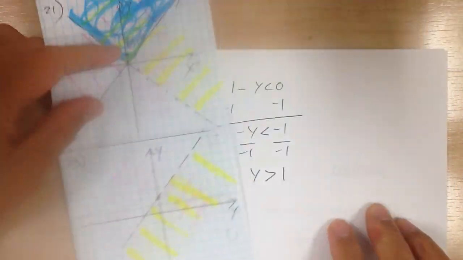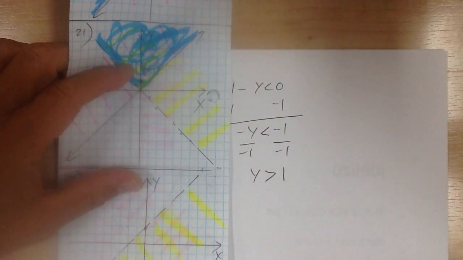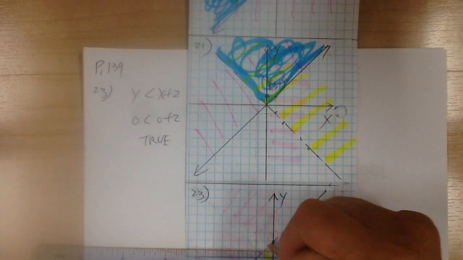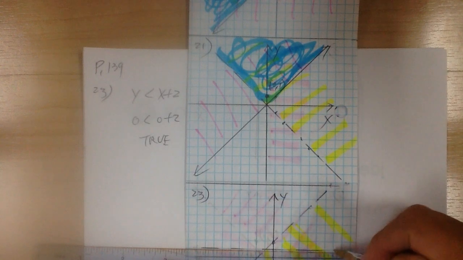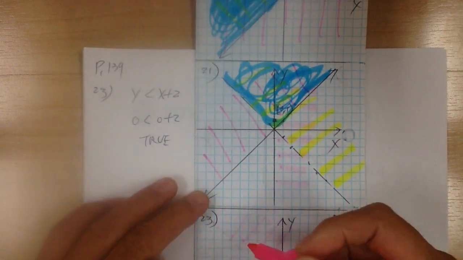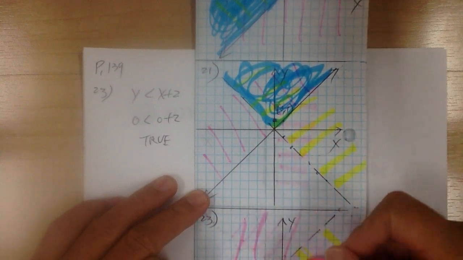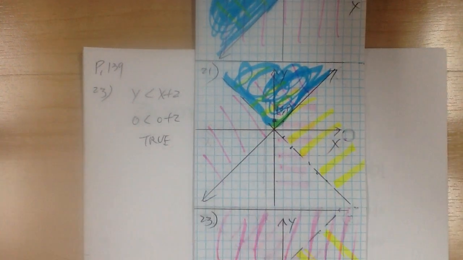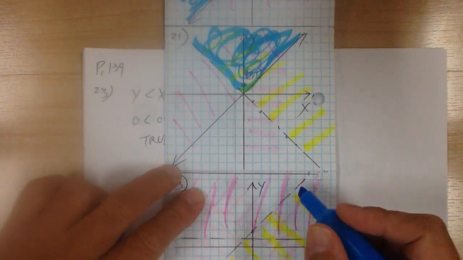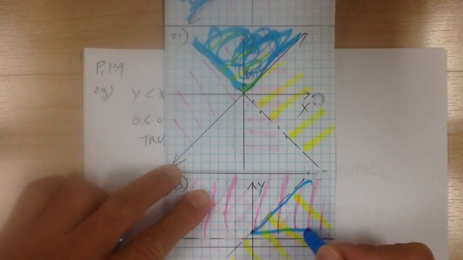And then on this one, y is greater than 1 is right over here, and it's a dashed line. And it's greater than, so y is greater than is on the top. Okay, and so your final answer is the part that had both colors, so your answer would be this region right over here.